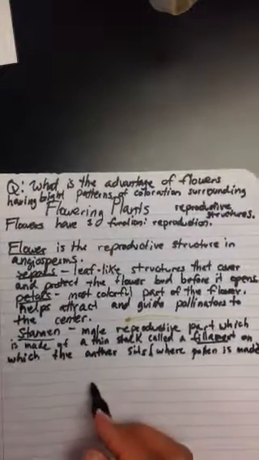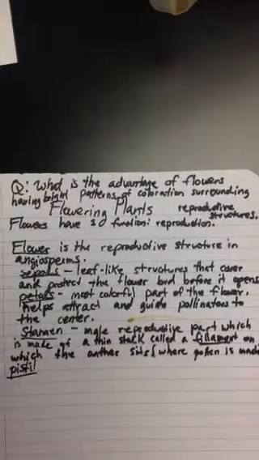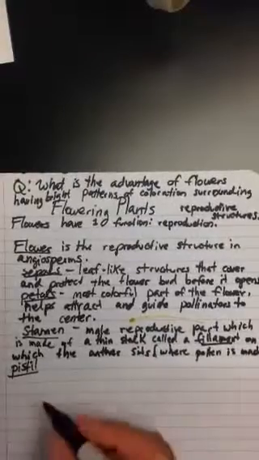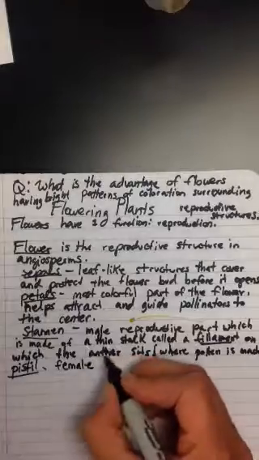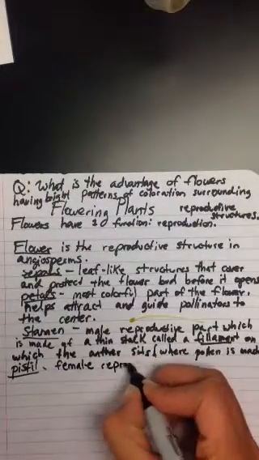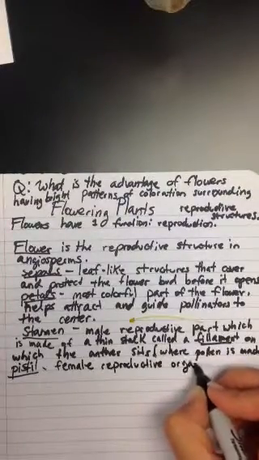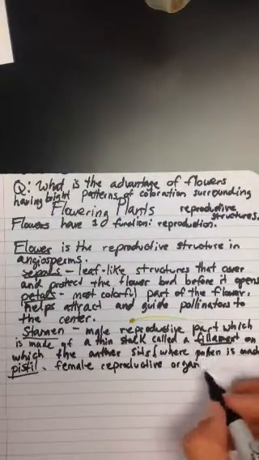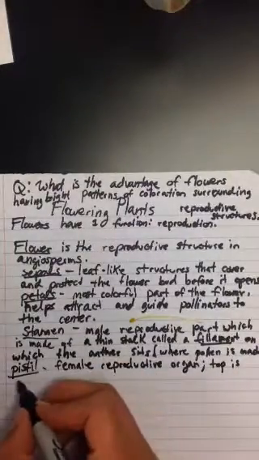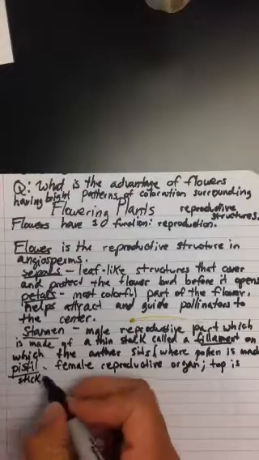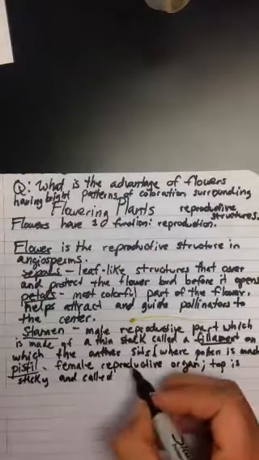Okay, then there's the female part, which is called the pistil. The pistil is the female reproductive organ. The top of the pistil is sticky to receive the pollen and is called the stigma.